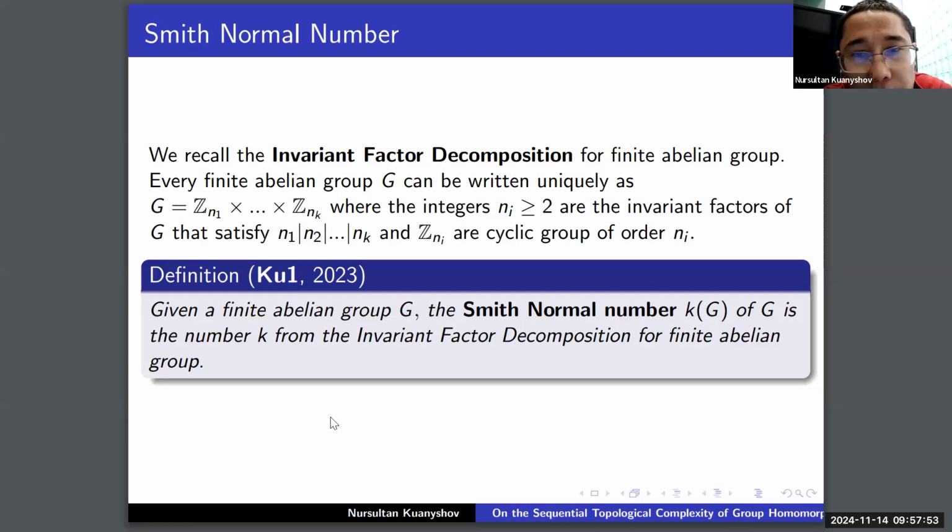Every finite abelian group G can be written uniquely in the following way, where the integers n_i are called the invariant factors of G and satisfy this divisibility property, and the summands are cyclic groups of order n_i. The definition is: given a finite abelian group, the Smith normal number k of G is the number k from the invariant factor decomposition for finite abelian groups. In other words, Smith's number is this k.